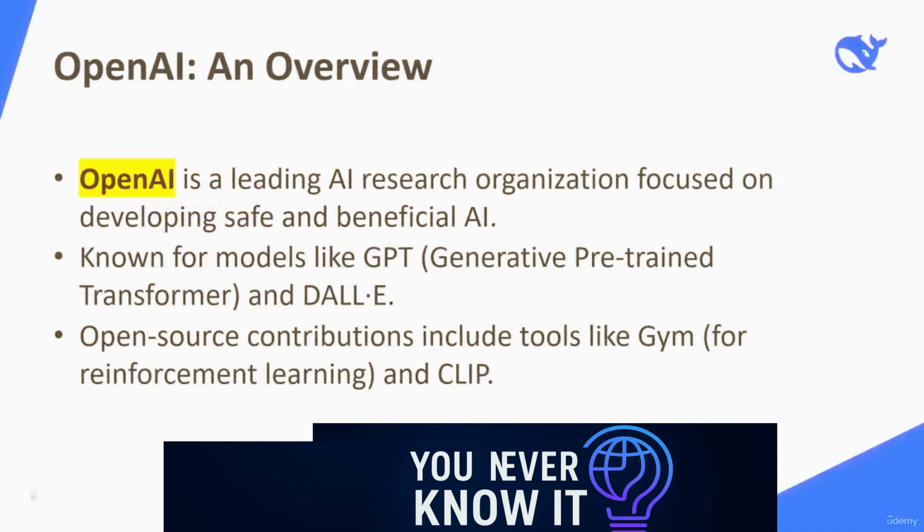OpenAI overview. OpenAI is a leading AI research organization focused on developing safe and beneficial AI. It is known for models like the most popular ChatGPT, GPT, Generative Pre-trained Transformer, and DALL-E, which creates images, graphical representations based on your text. If you craft a prompt, DALL-E creates images for you. Open source contributions include tools like Gym for reinforcement learning, and CLIP. These are some of them.